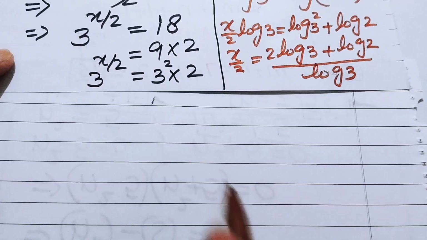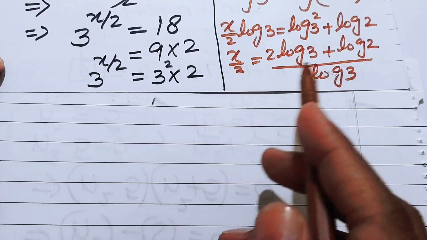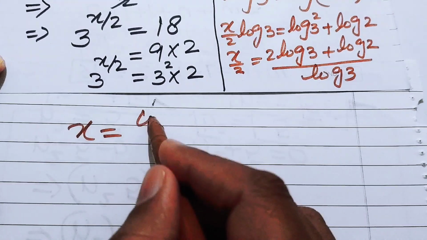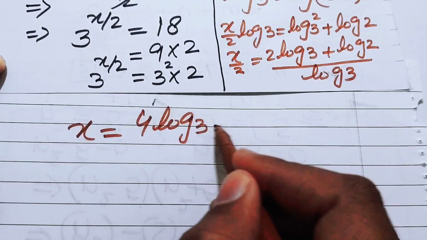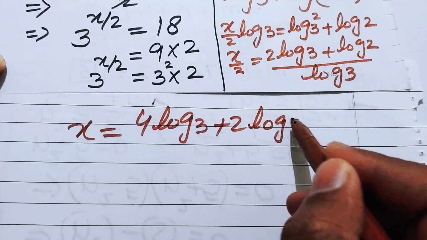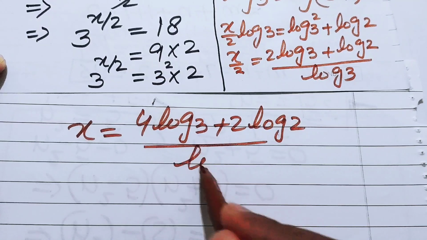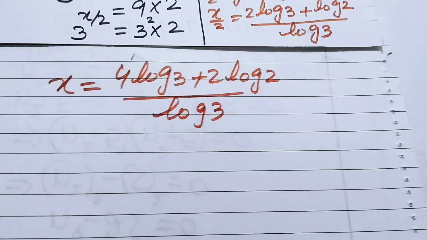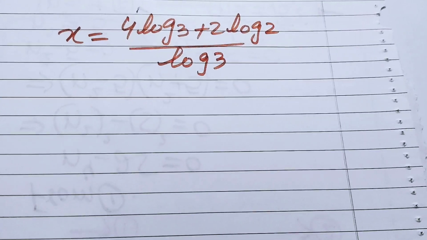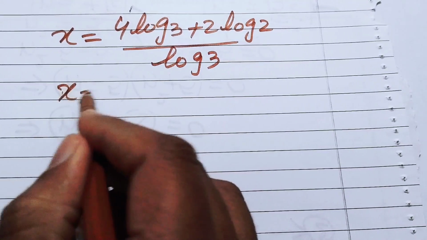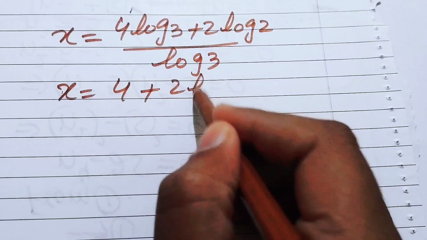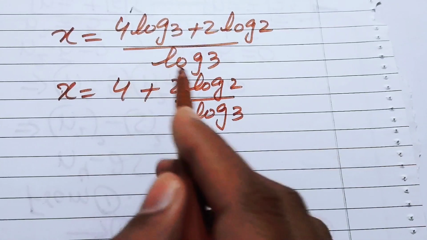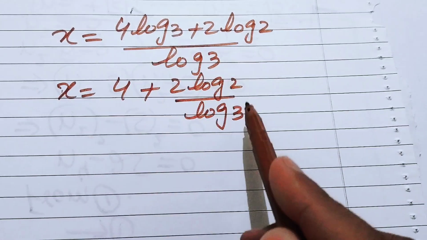So here we need to take a little bit of simplification. So we first move this 2 to the right hand side, and it is multiplied on both of the terms, and you get x equals 4 times log 3 plus 2 times log 2, and it is whole divided by log 3. So in the next step we separate these two terms, and we write it in this way: x equals 4 plus 2 times log 2 over log 3. We separate this fraction and these are cancelled, and we write in this way.